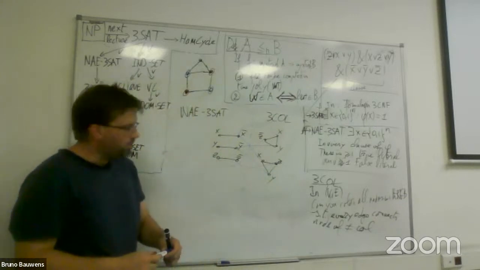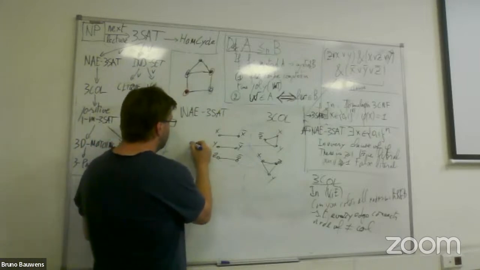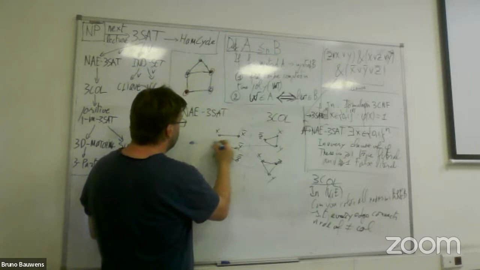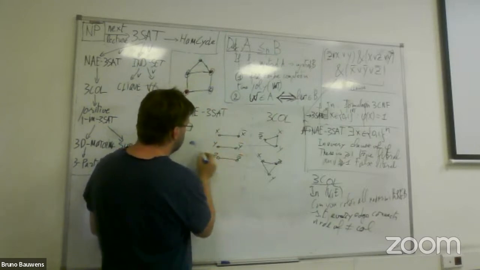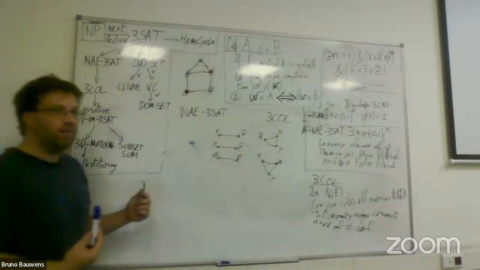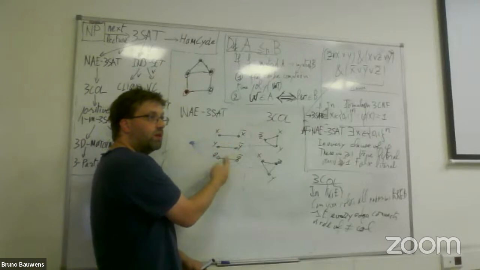And then there is one special node. I will draw it blue. This is connected to all the nodes in the variable gadgets. So you see that there are two colors left, and so we have two orientations to define true and false.